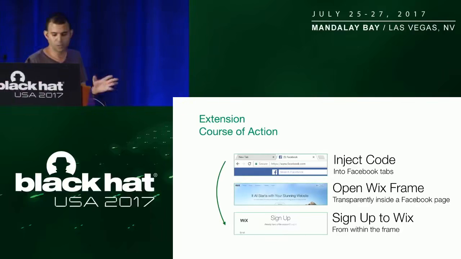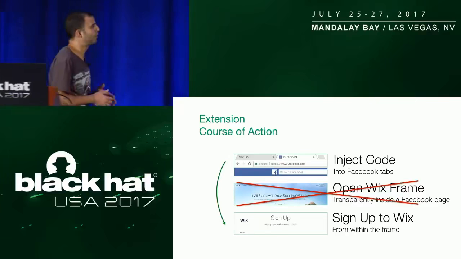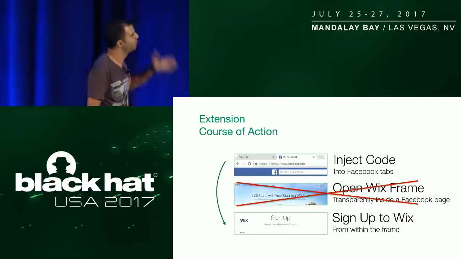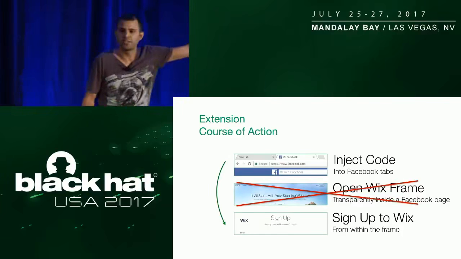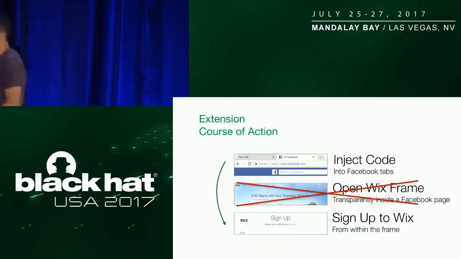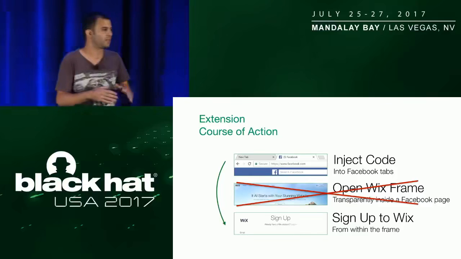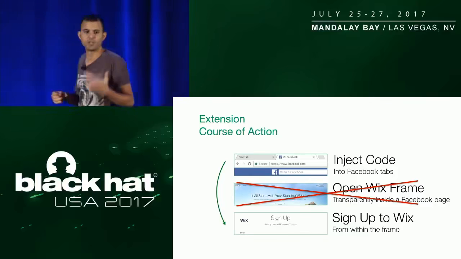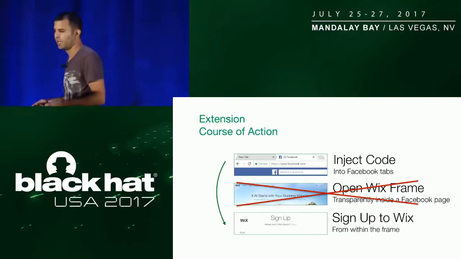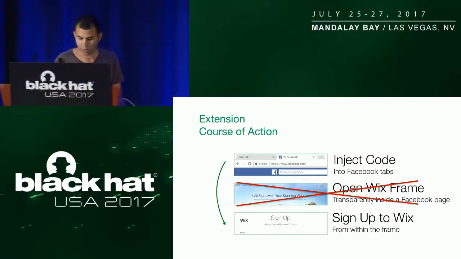Now, one quick question. Why would the attacker even need to open a Wix iframe? I mean, he has the abilities of an extension. He can just inject code into Facebook and then send the sign-up request from the Facebook tab to the Wix server. The extension is able to do it because it does not have the limitation of cross-origin requests, of same origin. Sorry.